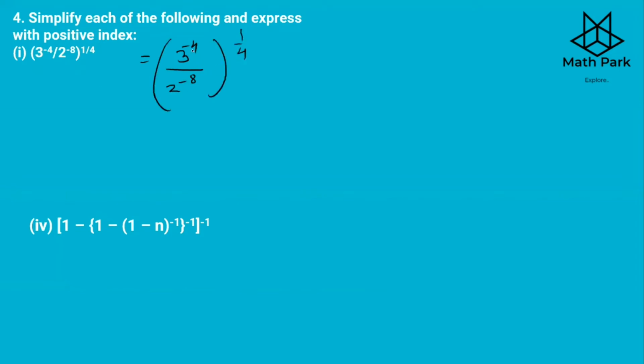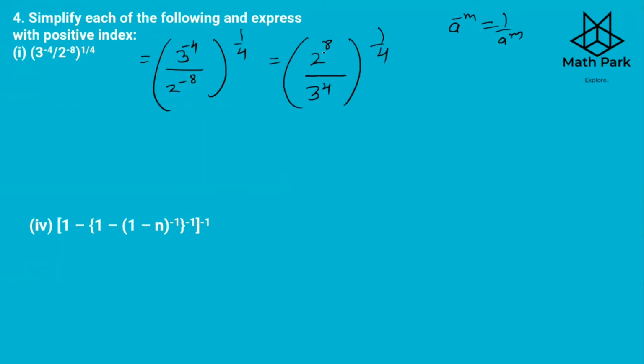Now, we know that a raised to minus m is equal to 1 upon a raised to m. So if I have to make the powers positive, I'll take the reciprocal. So this 2 raised to 8 goes up because a raised to minus m is 1 upon a raised to m, and 3 raised to 4 comes down. And this all raised to 1 by 4.